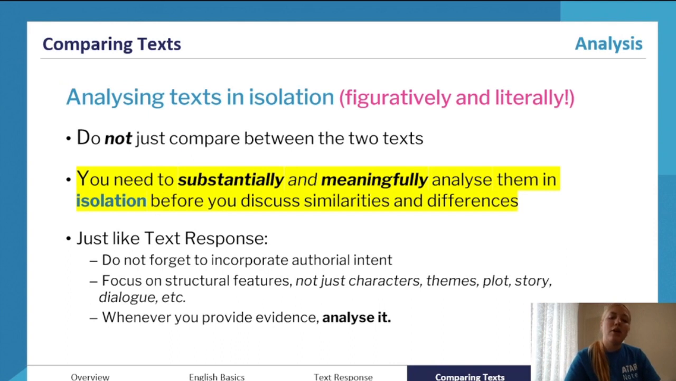So you need to be capable of analyzing the text in isolation, both figuratively and literally. We don't want to see that you just compare between the two texts, and you need to substantially and meaningfully analyze them in isolation before you discuss similarities and differences. Just like text response, we need to make sure that you do not forget to incorporate authorial intent, that you focus on your structural features and not just the characters, themes, plot, story, dialogue, etc. Though those things are also important, and you will have them in your discussion. And whenever you provide evidence, it needs to be analyzed, not summarized, not explained, but analyzed as well.